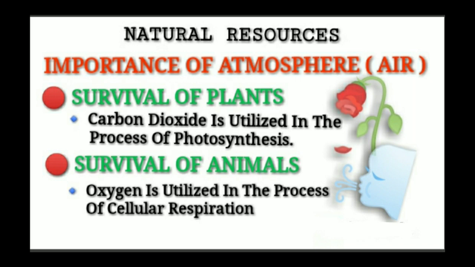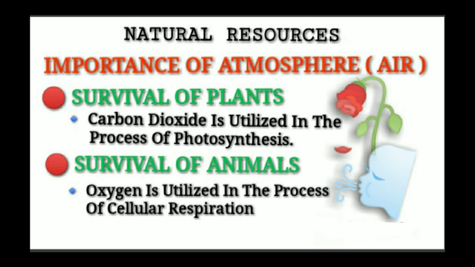The atmosphere is very important for survival of plants. Green plants make their own food by the process of photosynthesis. In this process, green plants utilize carbon dioxide gas along with water to produce glucose in presence of sunlight and chlorophyll. Where do they obtain the carbon dioxide gas from? This is obtained from the atmosphere. That's why the atmosphere is very important in providing carbon dioxide gas to plants.